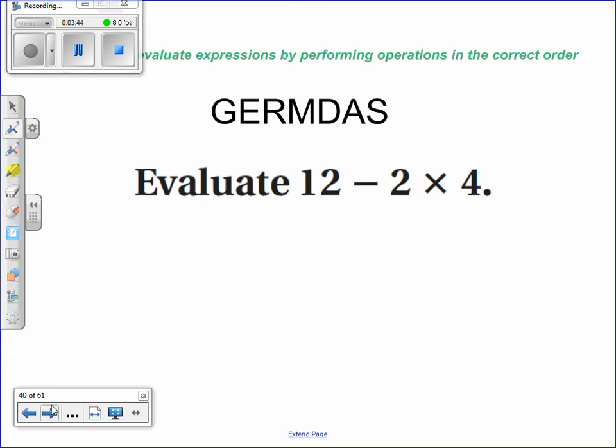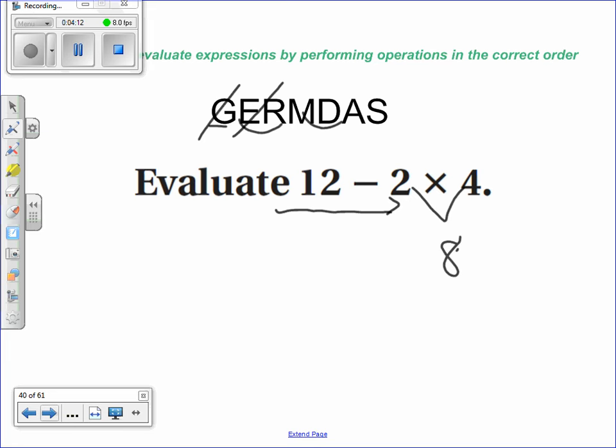So now we're going to use the order of operations to solve a few problems. Every time I solve an expression, I write GERMDAS at the top, so I remember. So first thing I do is I look for groups. Are there any grouping symbols here? There are not. Are there any exponents or radicals? There are not. Is there any multiplying or dividing? There is. So I go in my problem, I start from left to right, and I look for multiplying or dividing, whatever comes first, and I see, hey, there's multiplying.